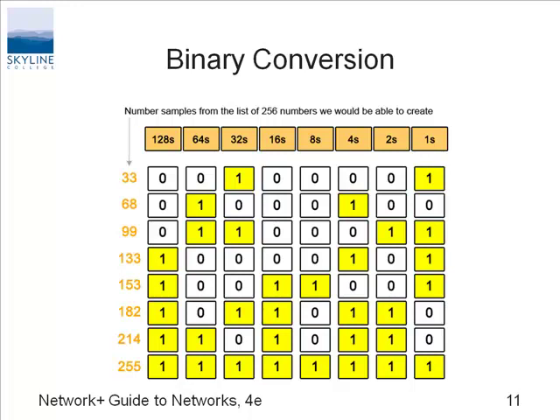So what you do is just add those. 64 plus 16 is 80, plus 4 is 84, plus 1 is 85. I kind of get it now. Pretty simple to convert it, isn't it?